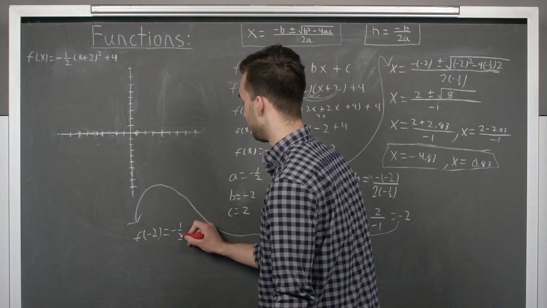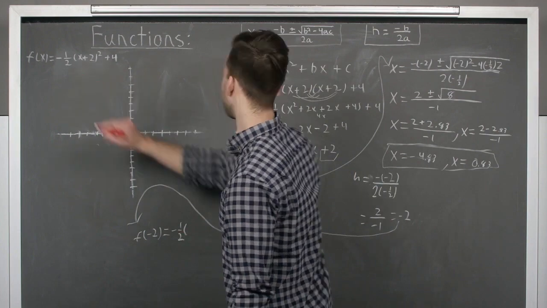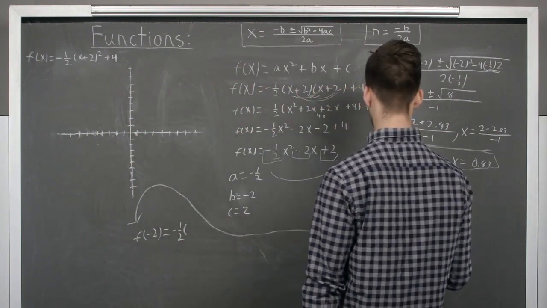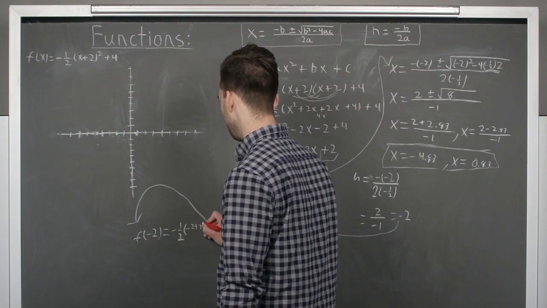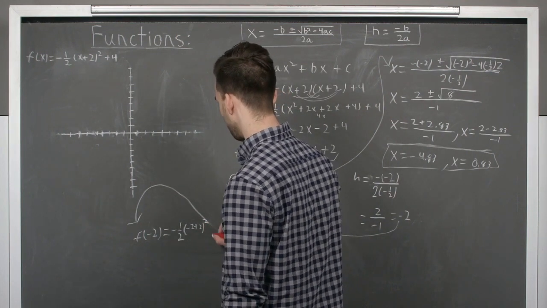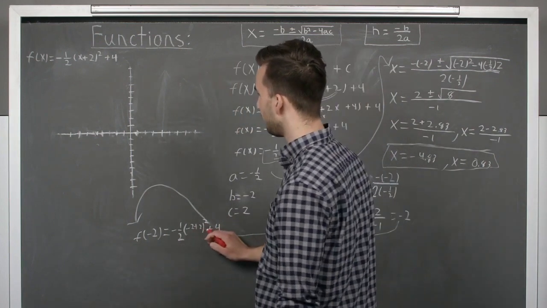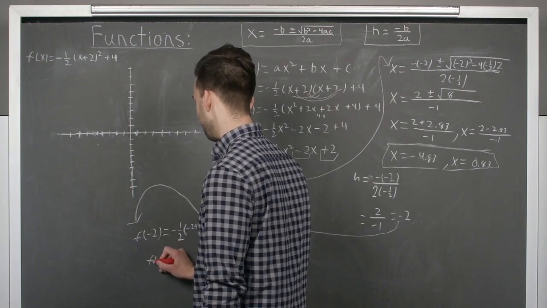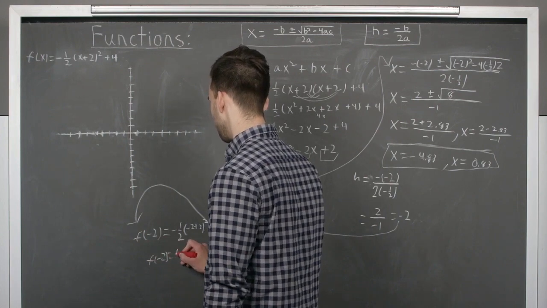-1/2 times, I'll just plug it into here because that's easiest. So -2 plus 2 is 0. That'll be easy. Squared. And then plus 4. Excuse my messiness. So 0 here, and it will give us a plus 4. So the f of -2 is equal to positive 4.